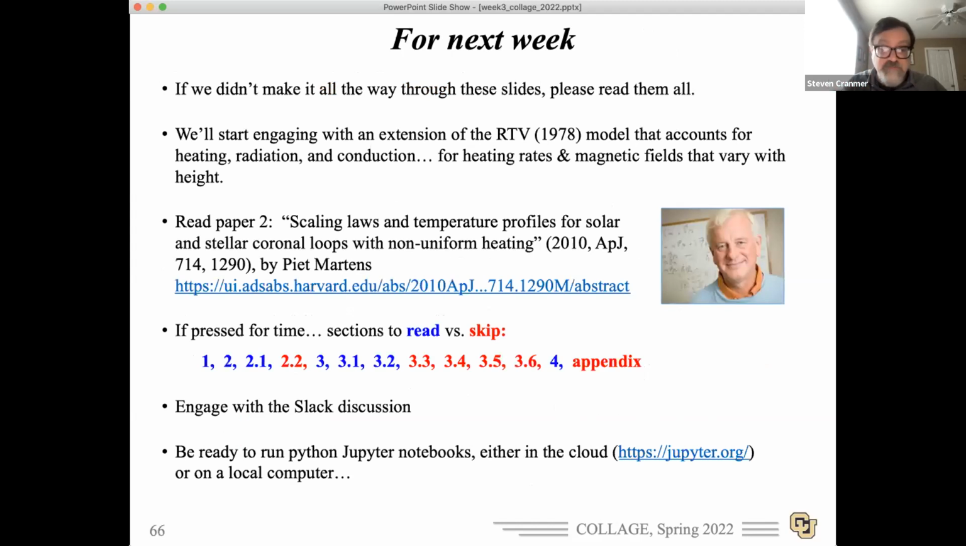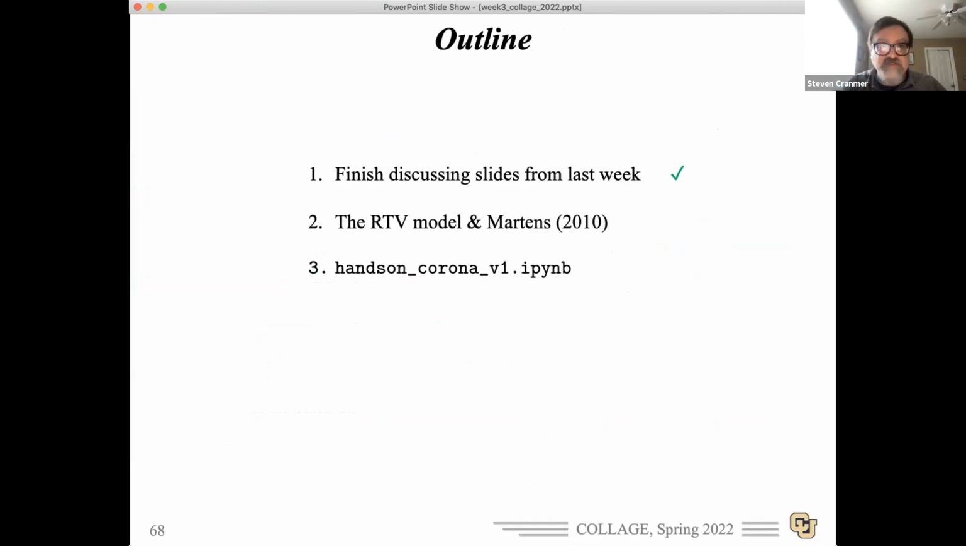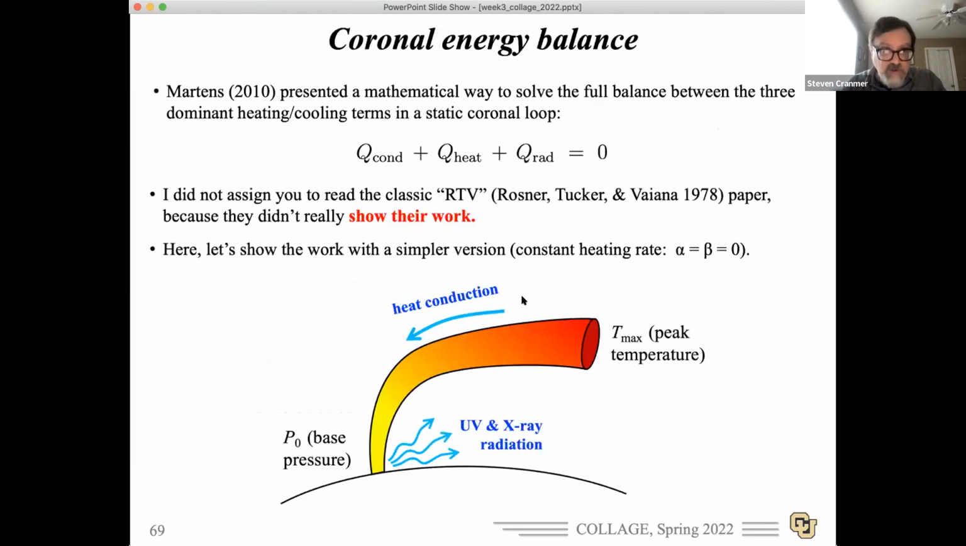So this was the end of my slides from last week, and we had the paper to read, and now the extra slides for this week. I just had a little bit more to say about this RTV model in the paper, and then I want to actually go through the Python notebook.